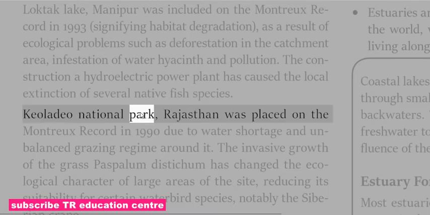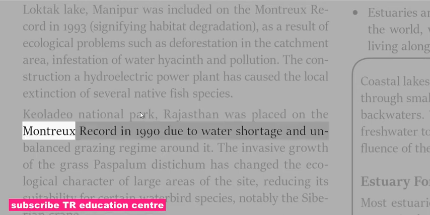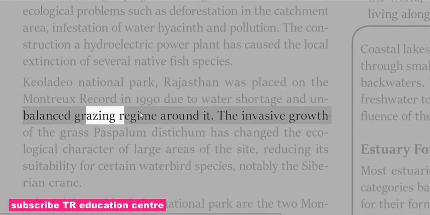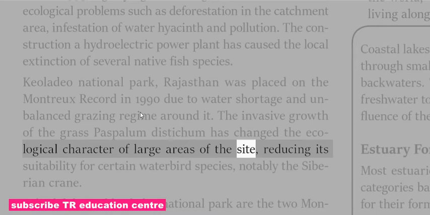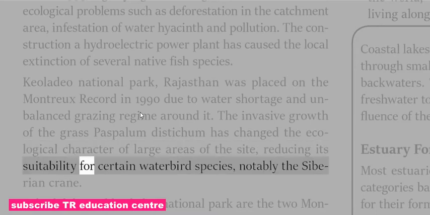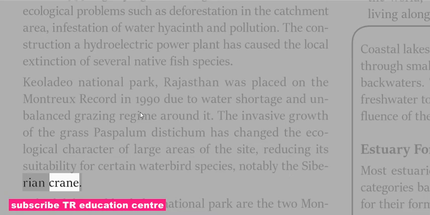Keoladeo National Park, Rajasthan was placed on the Montreux Record in 1990 due to water shortage and unbalanced grazing regime around it. The invasive growth of the grass Paspalum distichum has changed the ecological character of large areas of the site, reducing its suitability for certain waterbird species, notably the Siberian crane. Loktak Lake and Keoladeo National Park are the two Montreux Record sites in India.